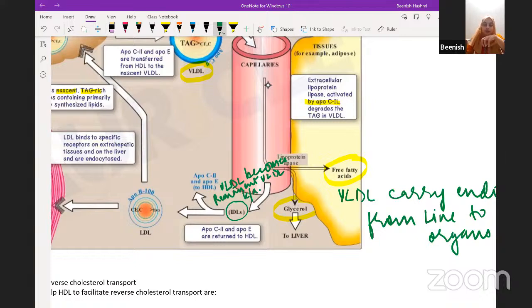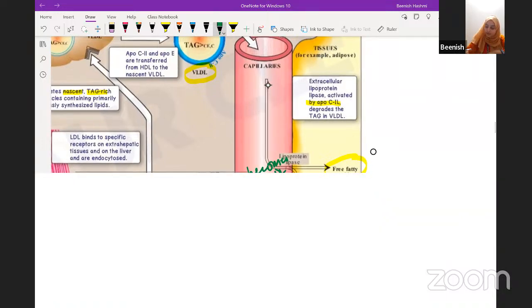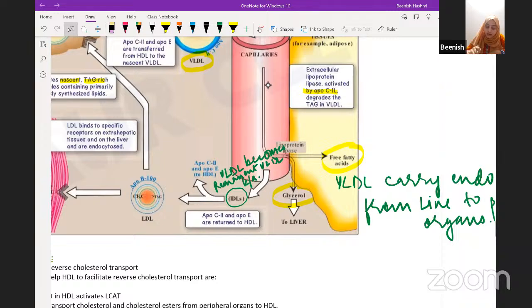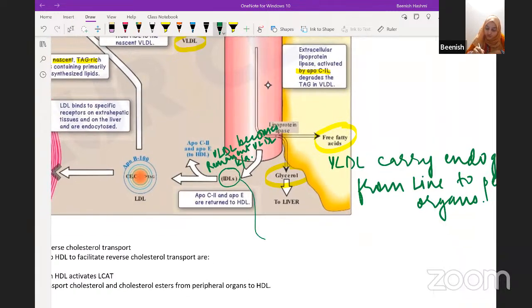So this is what is known as the lipoprotein cascade pathway. I'll just recapitulate it once again. Your remnant VLDL is known as IDL. Now, this IDL can have two different fates possible.